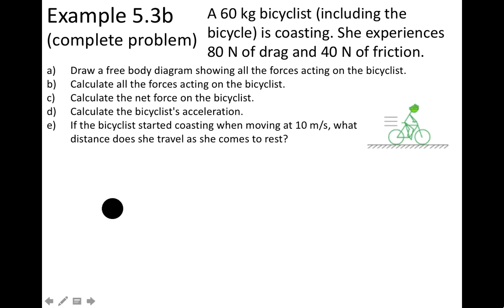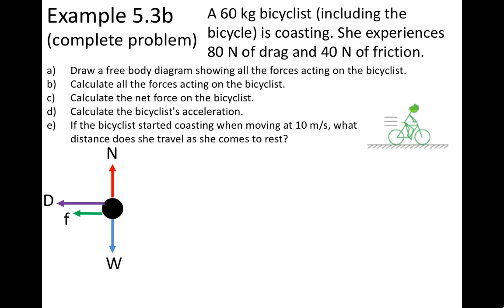So here's our bicyclist. She's going to experience a force of gravity that acts downwards, a drag force that acts backwards, and we know that the drag force acts backwards because she's moving forwards. A frictional force will also act backwards, and we'll have a normal force that acts normal or perpendicular to the surface of contact.